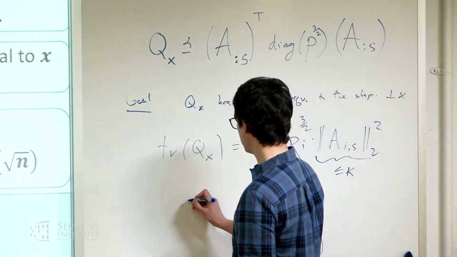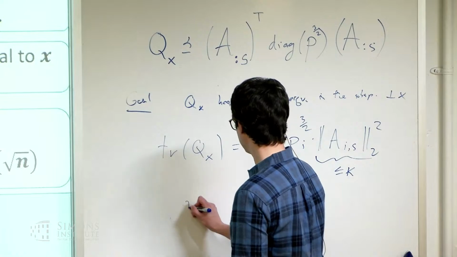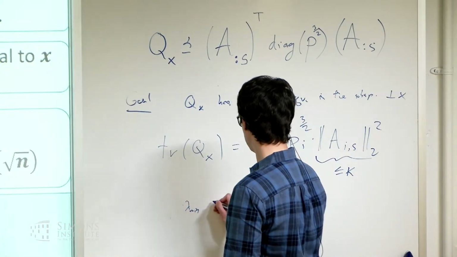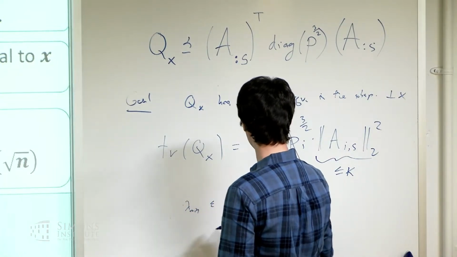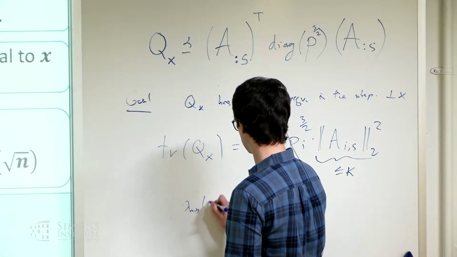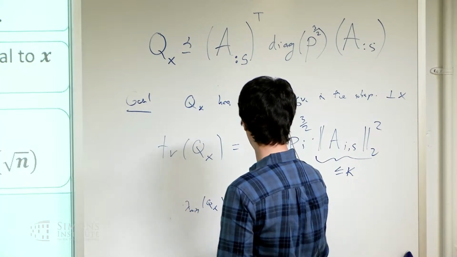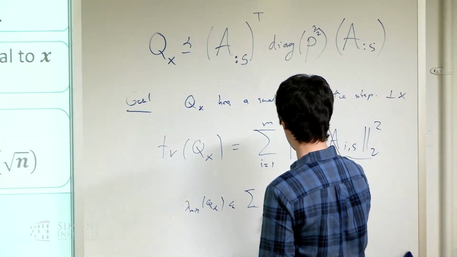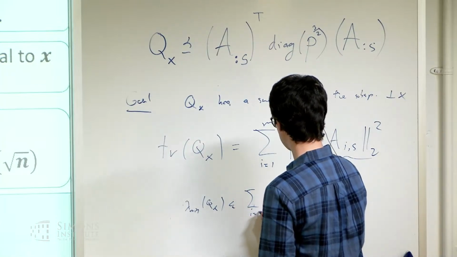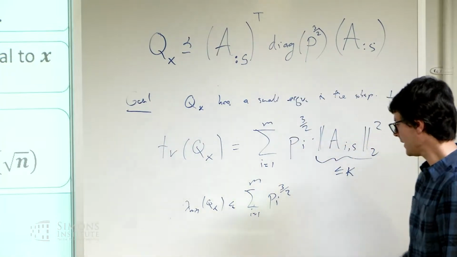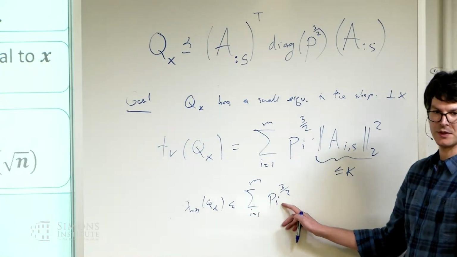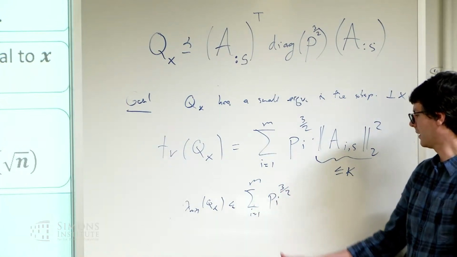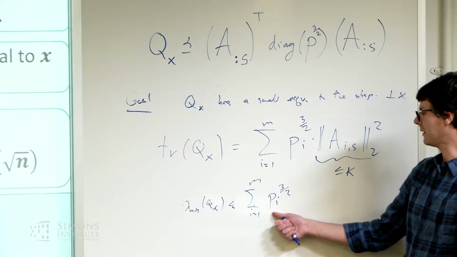So basically I know that my lambda min, for example, is going to be at most 1 over k times this whole thing times the sum of my p_i's. Now, typically I can't say anything interesting about this because, again, if this probability distribution were spiky, this can be as bad as 1.